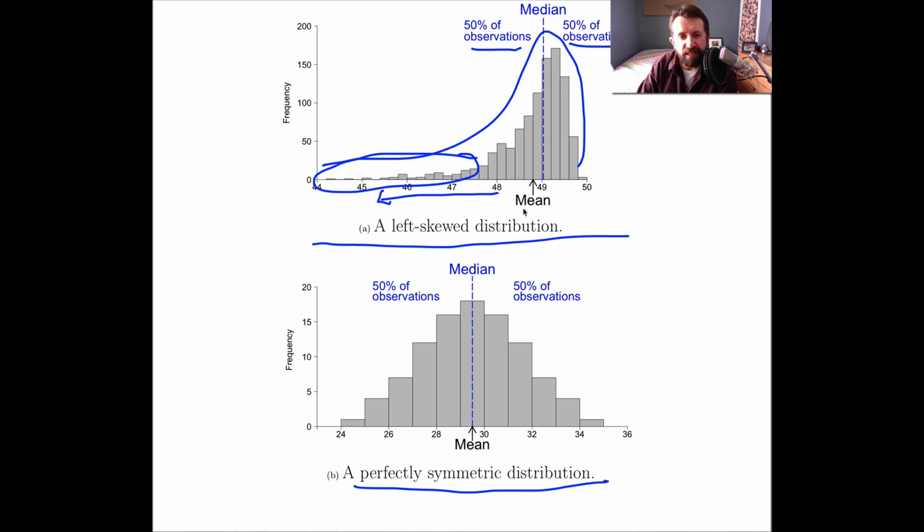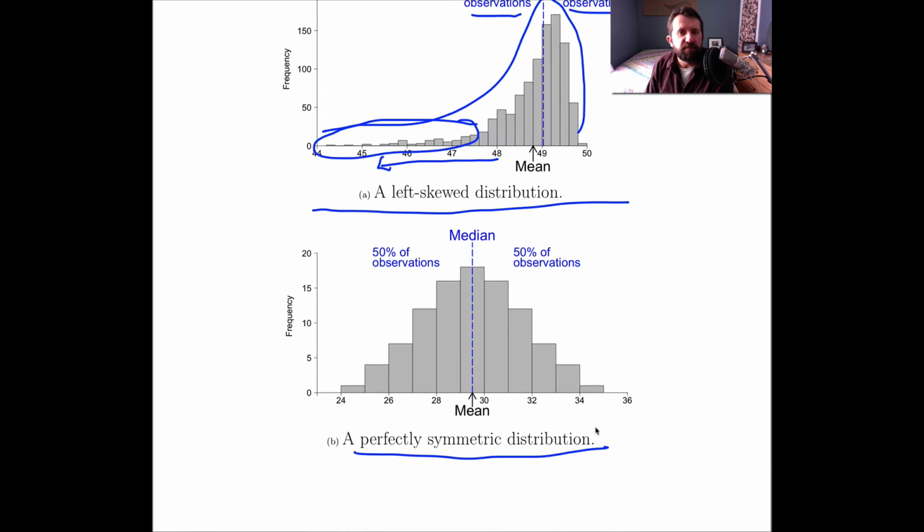Those extreme values have this influence on the mean, and are drawing the mean out towards them. So symmetric distribution, if it's perfectly symmetric, mean and median are equal. Approximately symmetric, mean and median approximately equal. But with left and right skewness, those extreme tail values will draw the mean toward them.